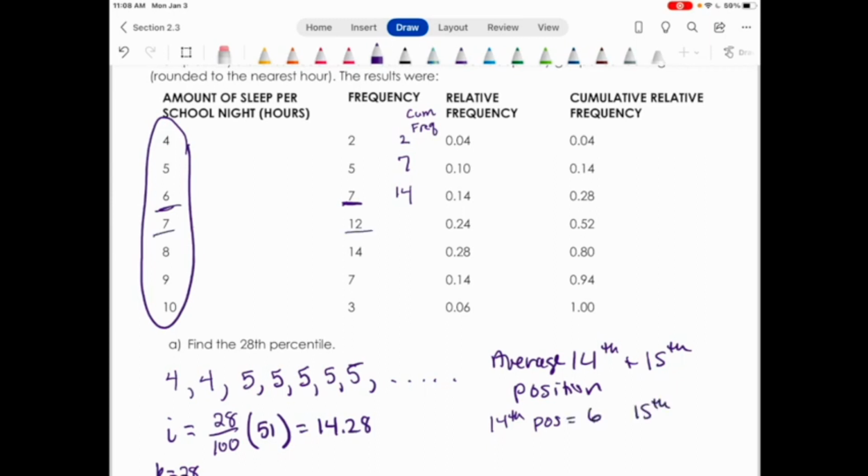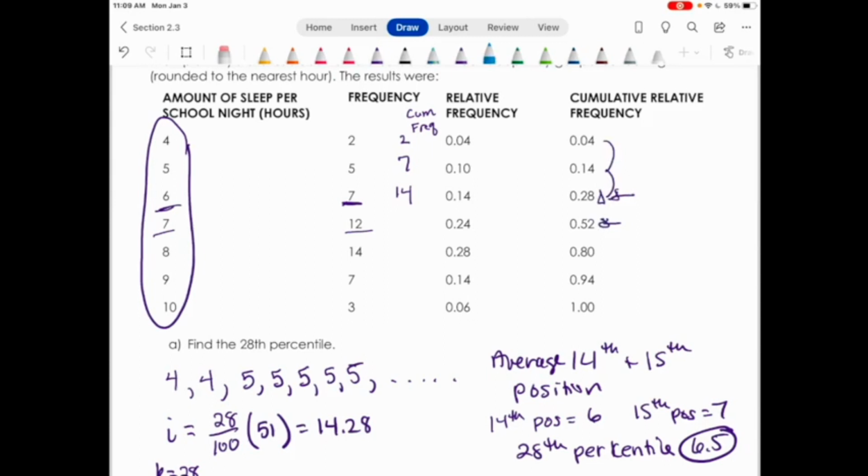So the 15th position is going to be 7. Now when I take the average of those, that will give me a 28th percentile of 6.5, because I would take 6 plus 7 and then divide by 2, that gives me 6.5.